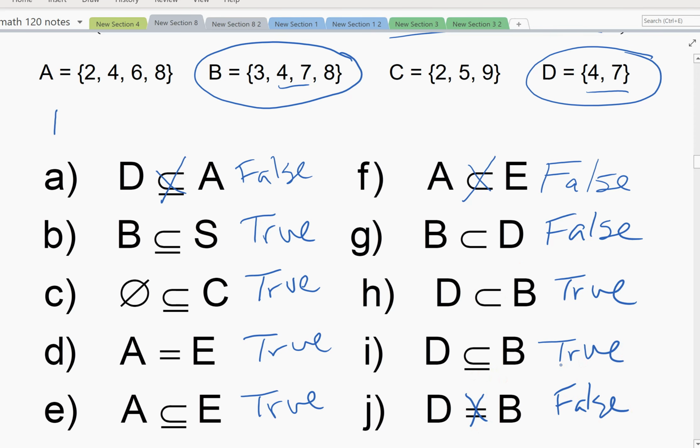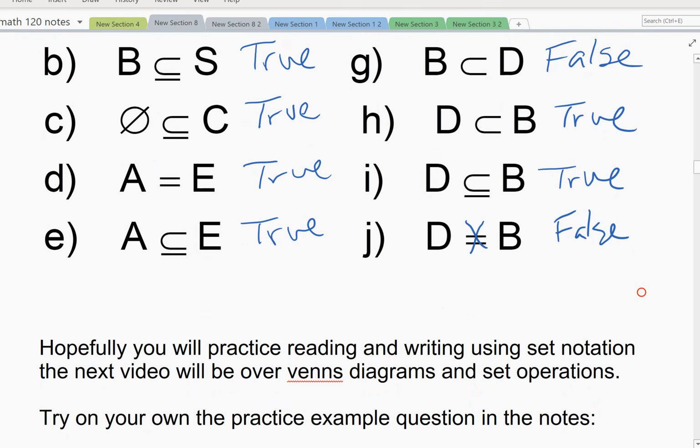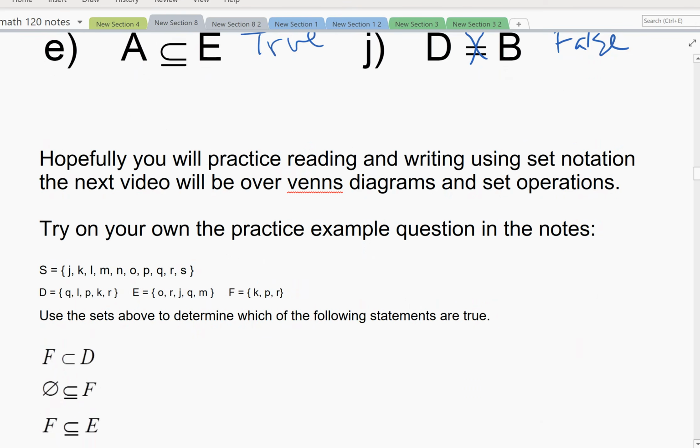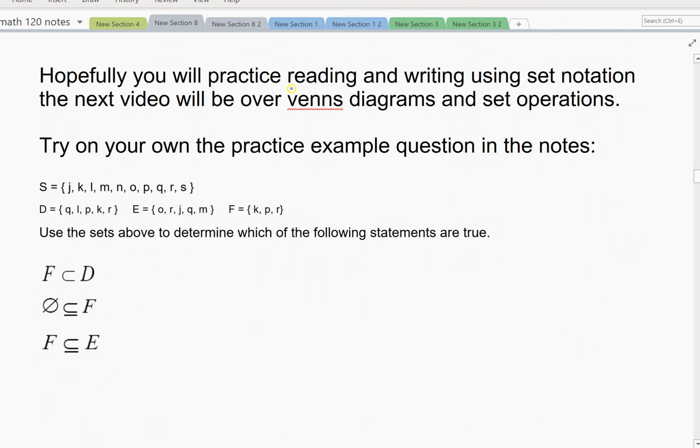And again, hopefully you were able to answer all of those questions before I did. That's just getting you used to reading and writing using set notation. The biggest thing is being able to recognize it, reading it, understanding what it means, and when it's true and when it's false. The next video will be over Venn diagrams and set operators.